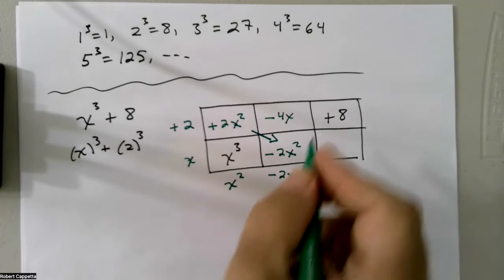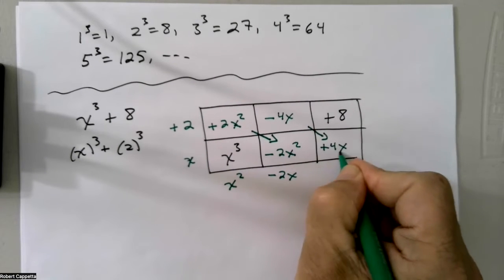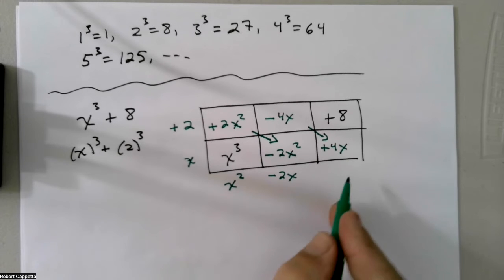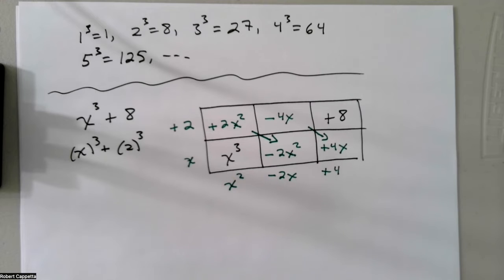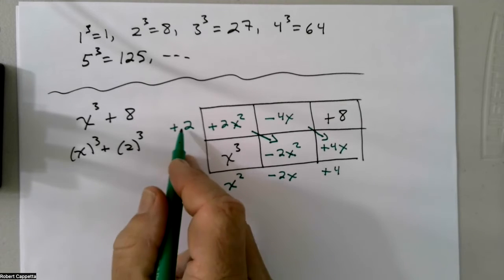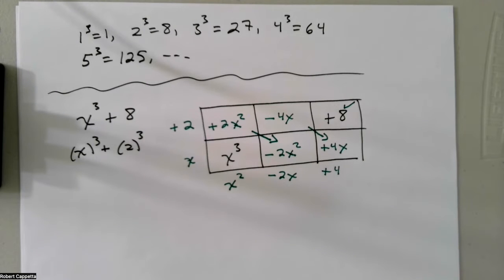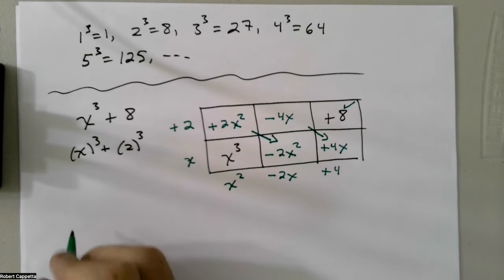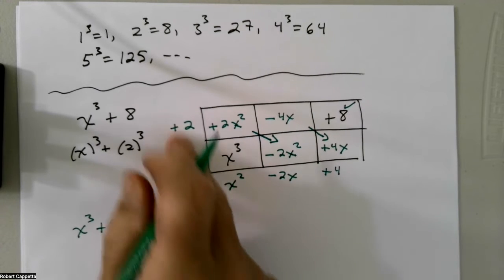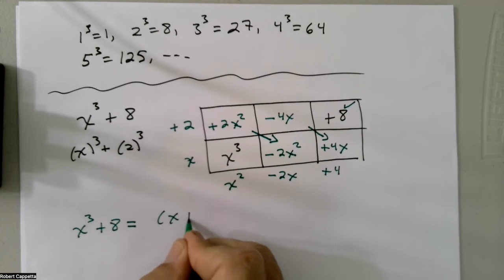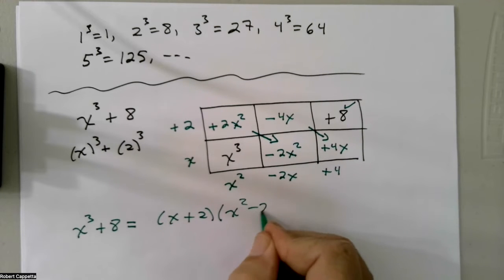I need all of the x's to disappear. They've got to subtract out. So if that's negative 4x, this has to be positive 4x. X times what is positive 4x? X times positive 4 is positive 4x. And then we're going to just check it. Positive 2 times positive 4 is positive 8. I always put a check mark there just to make sure I've checked it. So we started with x cubed plus 8, and I factored going up this way, x plus 2, and the other way, x squared minus 2x plus 4.